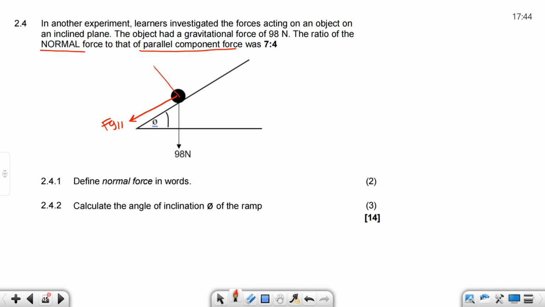And they give us the normal force. Here again they are using components, right? Good. What would I have here? FG perpendicular. What is this 98? Are you sure? They said, check this. The object has a gravitational force. This is FG.